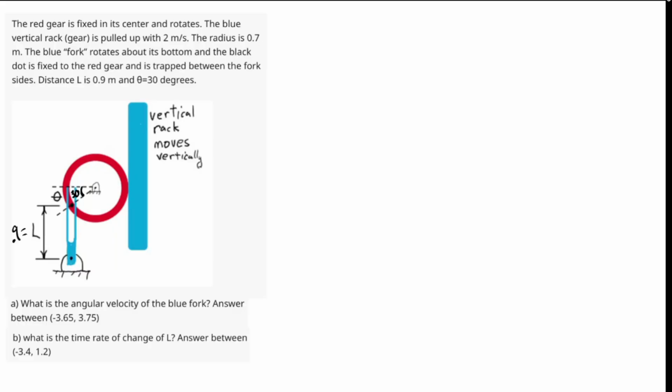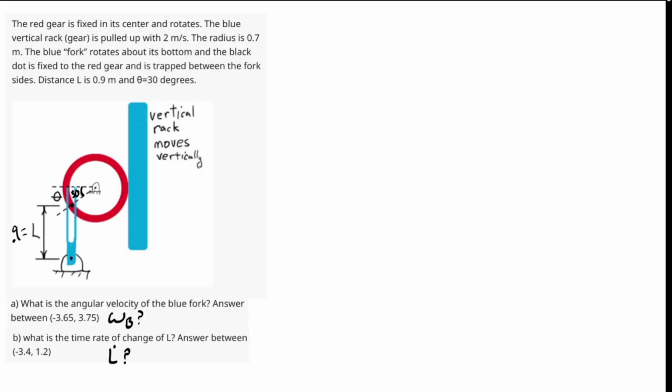Okay. And then we have two questions here. What is the angular velocity of the blue fork? And then what is the time rate of change of L? Okay, so let's do that. So we want to know the angular velocity of the blue fork. I'm just going to label that variable as ωB. So that's what we're looking for. And then the rate of change of L, right? So when we're looking at this L distance, the time rate of change is just going to be the dot term of the L, so just L dot. So that's what we're looking for.